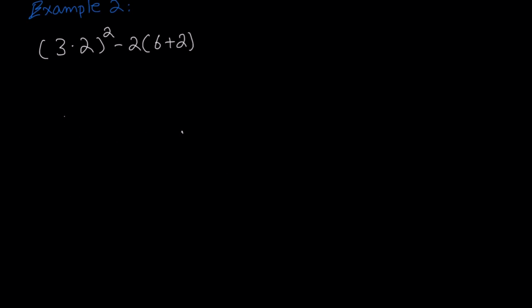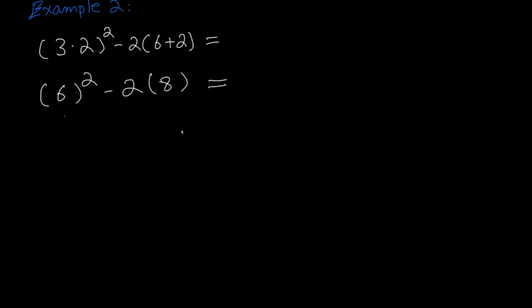So example 2 is a little bit more involved with parentheses and exponents. In this kind of situation, we always take care of the parentheses first. So let's solve both parentheses at the same time. 3 times 2 will be 6 squared minus 2. 6 plus 2 will be 8.